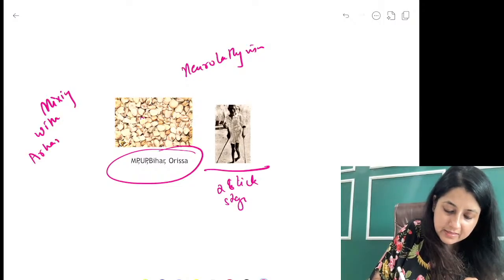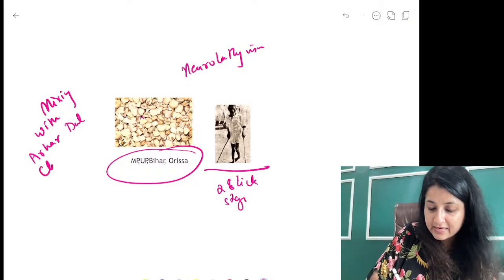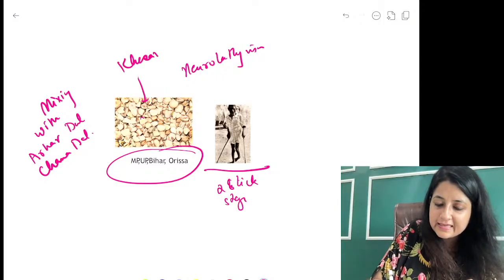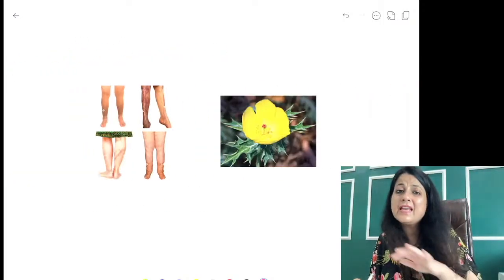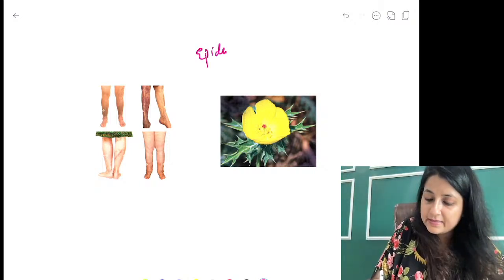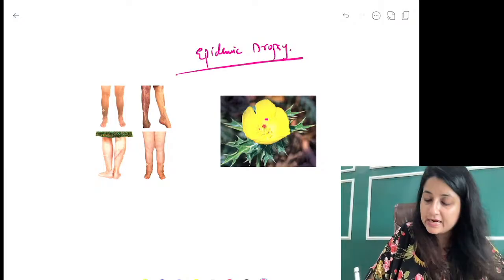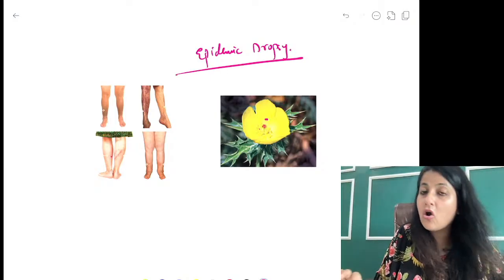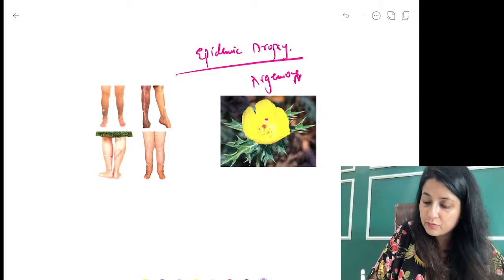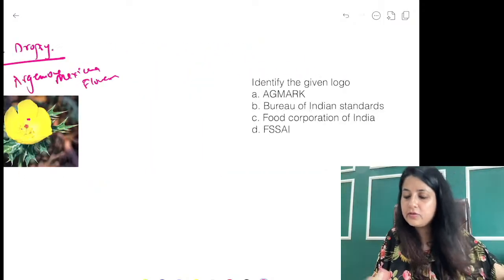Arhar dal. अरहर दाल सांबर दाल होता है. Also they are mixing it with chana dal. ठीक है, चना दाल और अरहर दाल से they are mixing this khesari dal. ठीक है, it's very cheap to grow, very easy to grow. This I have discussed in your image based class. This is epidemic dropsy, guys. This is your argemone mexicana flower, non-inflammatory edema. ये हो गया argemone mexicana flower. Okay, moving to the next one.